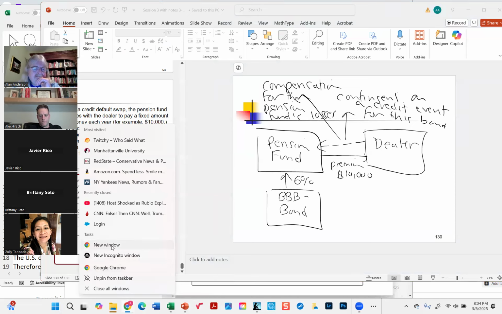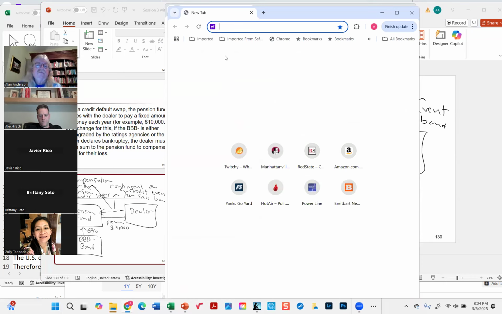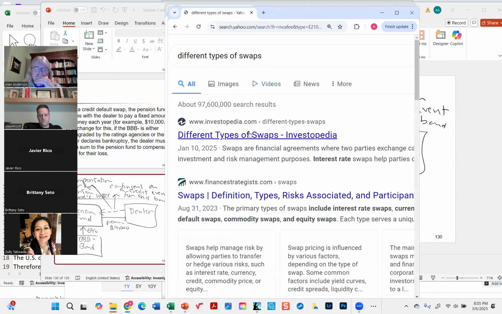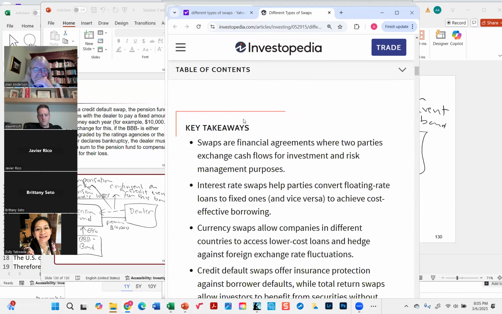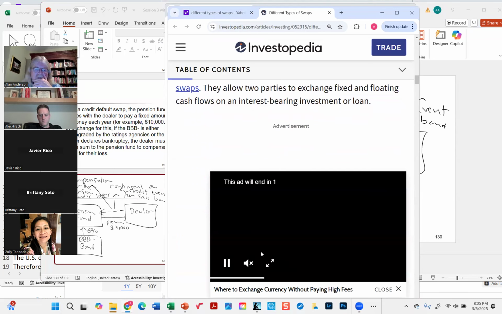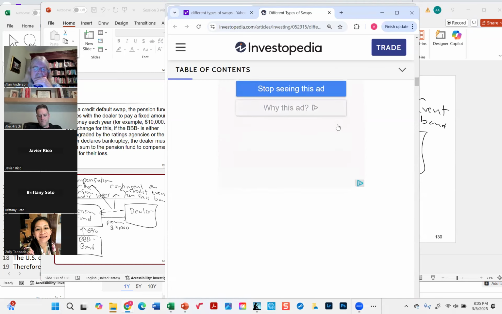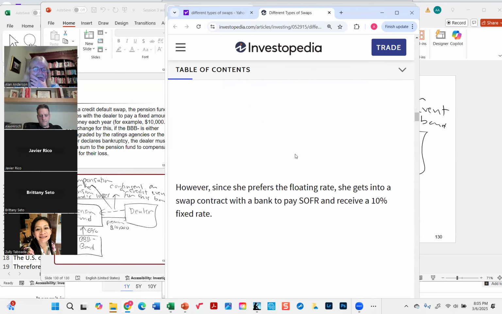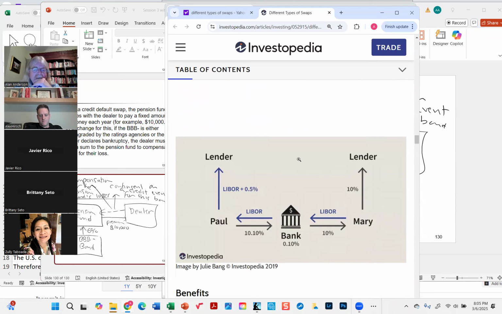Wonder if we could find an article about this. Let's see, where are we? All right, Investopedia. Well, they mentioned the interest rate swaps, of course. Man, I just can't get rid of these ads. Here we go. And you notice they're already changing the examples to SOFR. They didn't even mention LIBOR here. Oh, these are some nice, look at that. Nice diagrams.